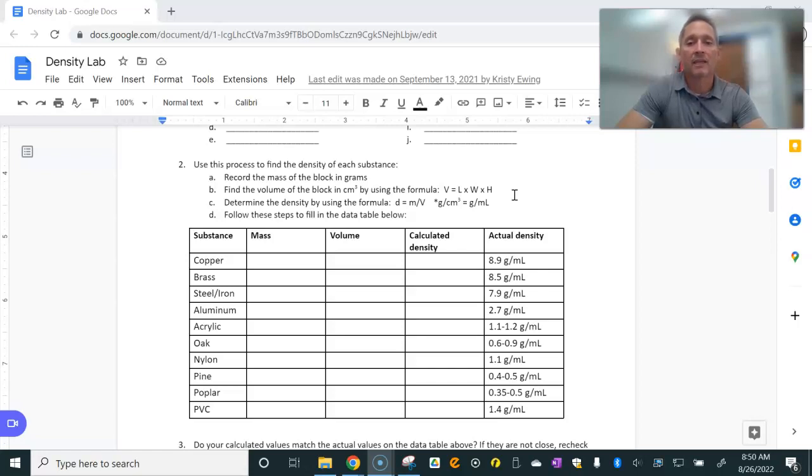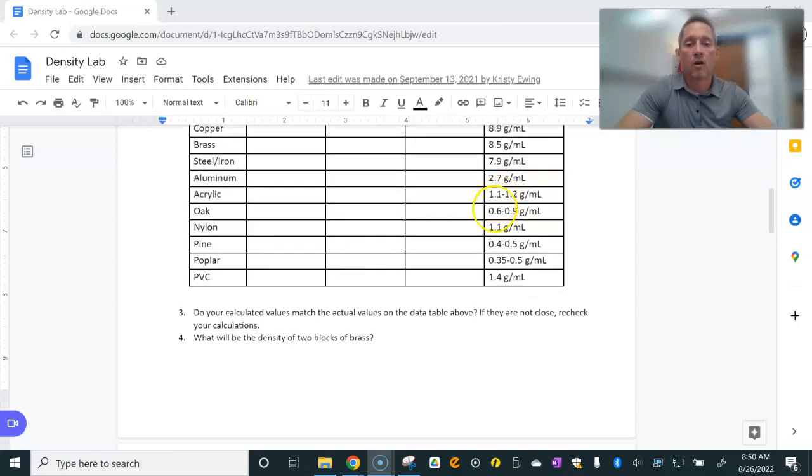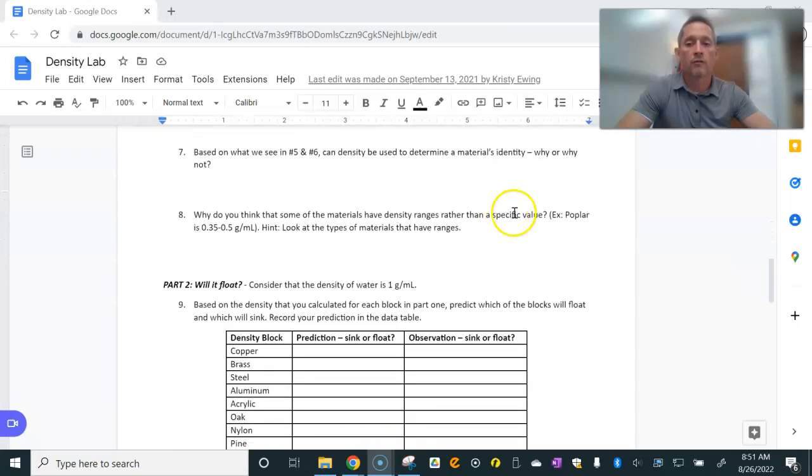So you have a calculated density. The density equation, remember, is the mass divided by the volume to get that density. Once you've calculated it all, answer your questions 3 through 8, and then you move on to part 2.